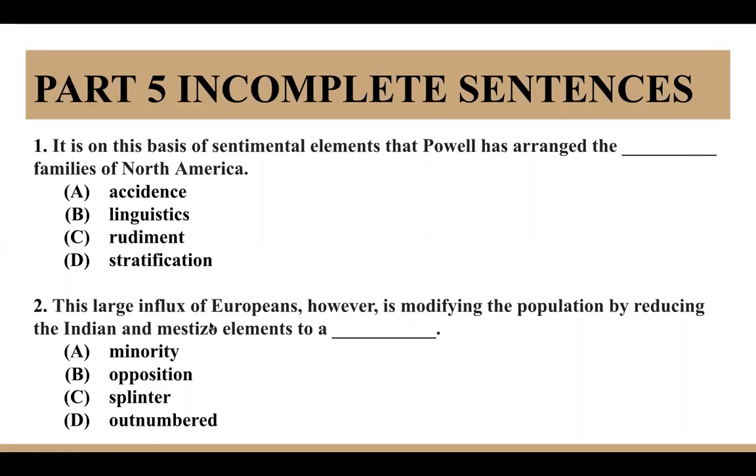However, is modifying the population by reducing the Indian and mestizo. So we can see the hint here, Indian or mestizo, which means a minority group of a community. Is that right? A minority group of a community here. So the answer will go for A. Everyone type A for me, please.